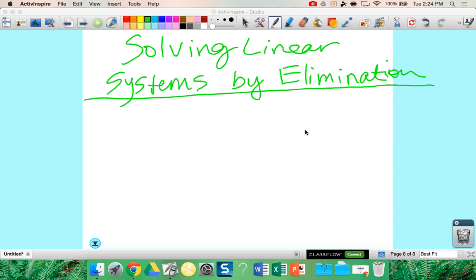So I'm going to do a few examples on solving linear systems by elimination. You guys said that when you hear the word eliminate, you think like get rid of it. What if it's a video game, destroy your opponent? Yeah, get rid of them. Okay, so.